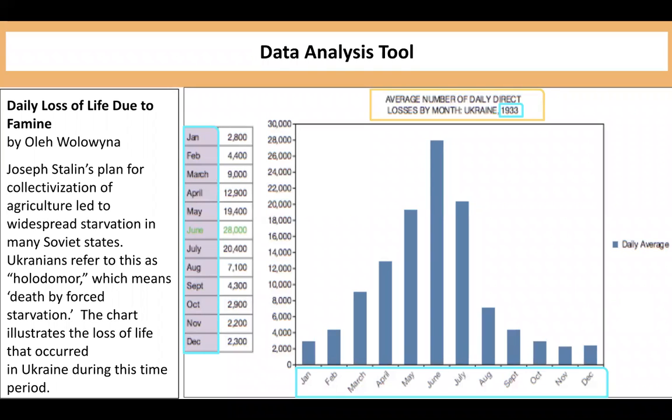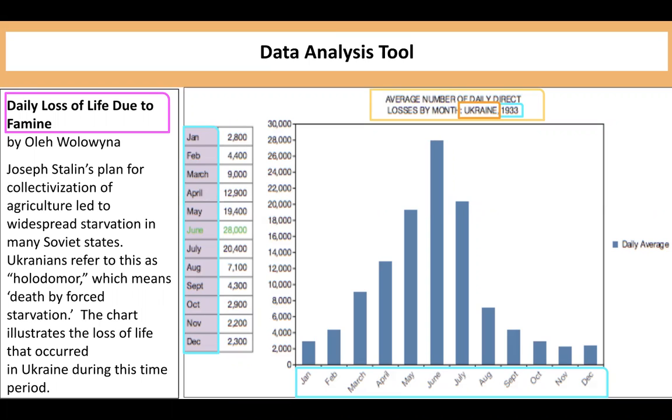This is really going to help us with our context as well, just so that we can really situate ourselves in history. And what place are we looking at? Is another thing to really look at, geography. And we know that this is going to be either from or about the Ukraine. So what else is here that might help us understand? Sometimes you might have context like we do here, and that could be very helpful. So when you look at a context, it's usually here to help you better understand the data. And in this case, the context is titled Daily Loss of Life Due to Famine by Ole Wolowagna.